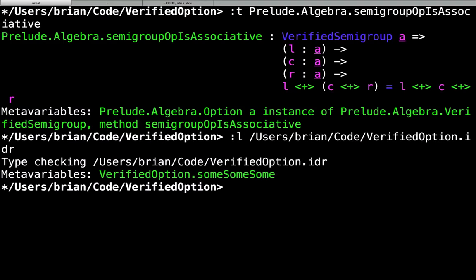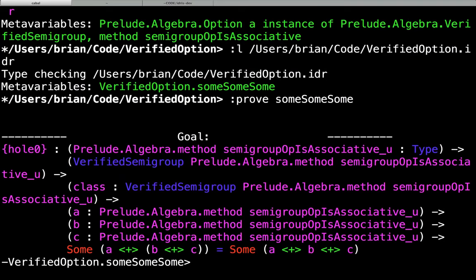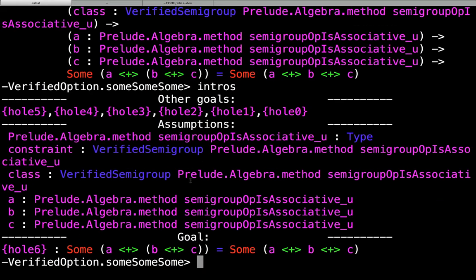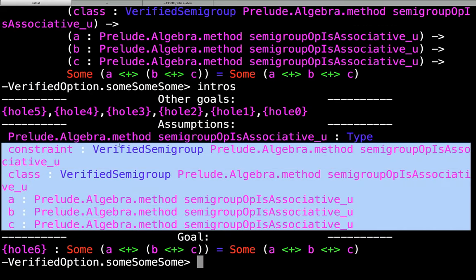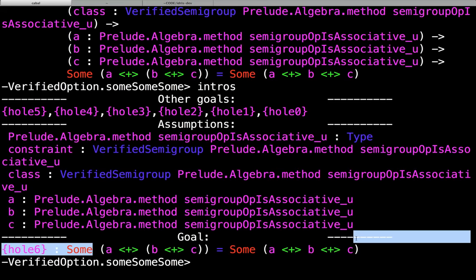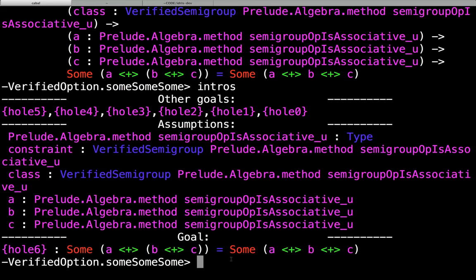We'll load up the file again, and it will say that we have this meta variable to solve. If we say prove that, we've got this interactive proof mode. So this is one big lambda. Our goal is to solve this one big lambda. If we write intros, it'll take the arguments from that lambda and bring them into scope, and our goal will become the output of that lambda, which is just an equality type. So we have to prove the equality between sum of this and sum of this.